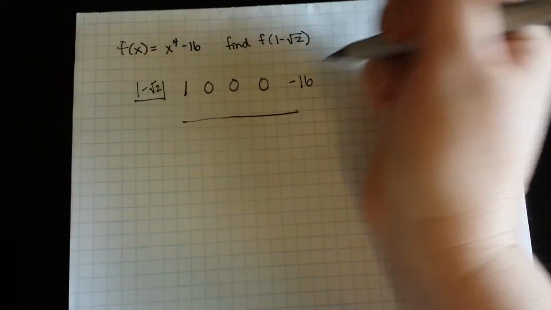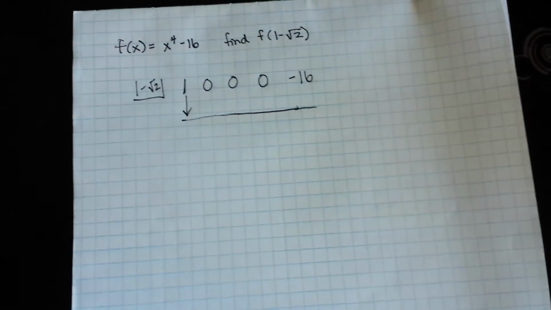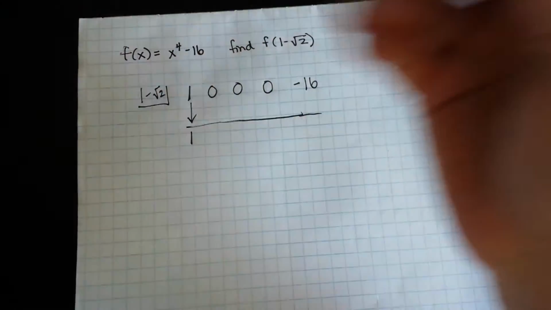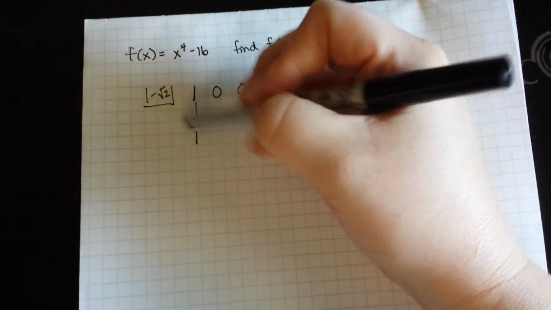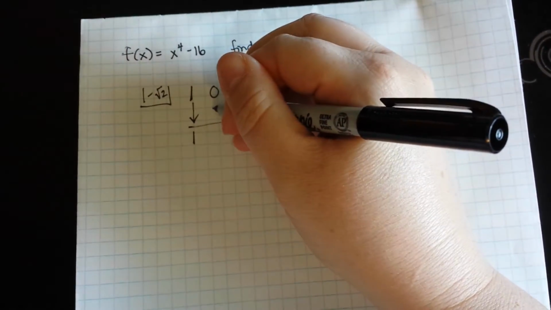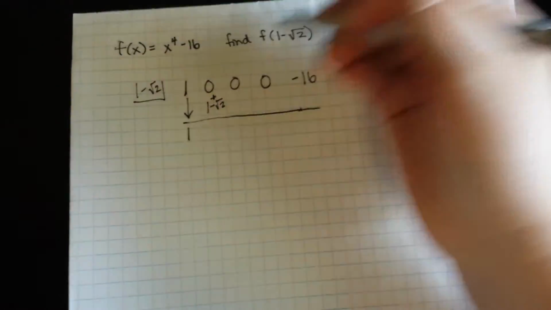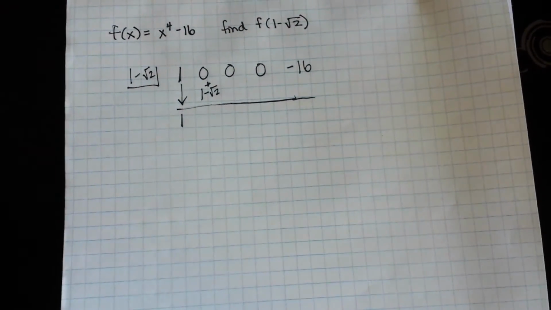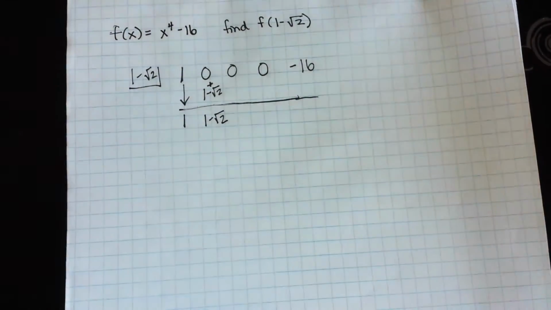So in synthetic division, the first thing we do is drop down the first coefficient. So 1's going to be dropped down, nothing happens to it. And then whatever number is down here below the line gets multiplied with whatever number is in the box. So 1 times 1 minus the square root of 2 is just 1 minus the square root of 2. Now you add with the number that's above it. So 0 plus 1 minus the square root of 2 is 1 minus the square root of 2.